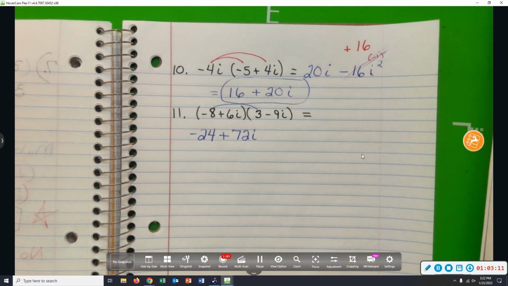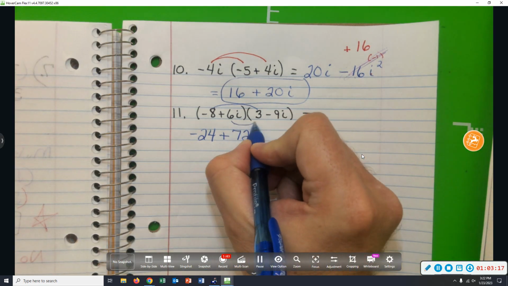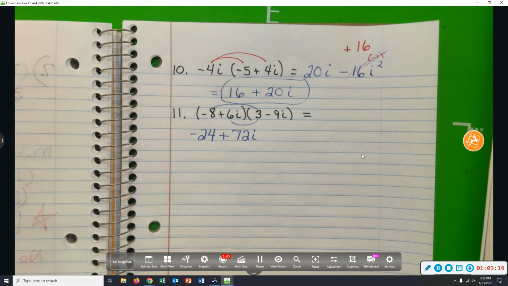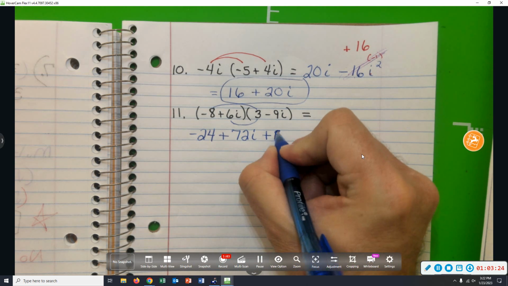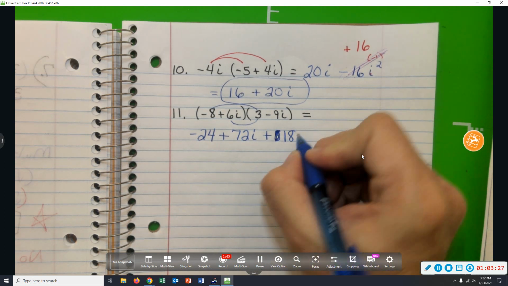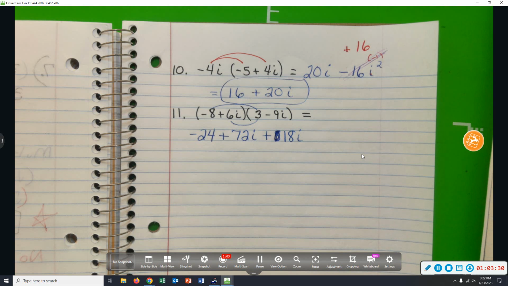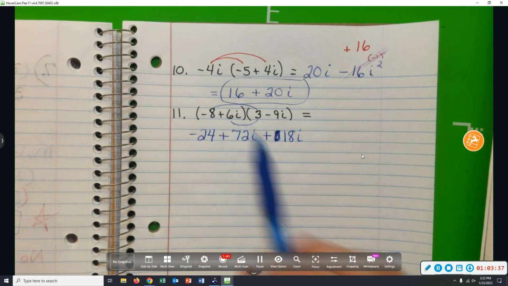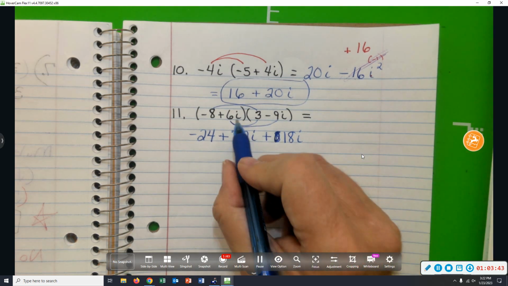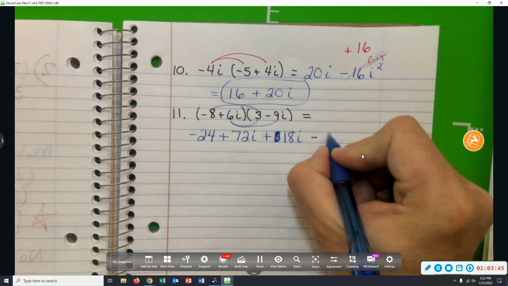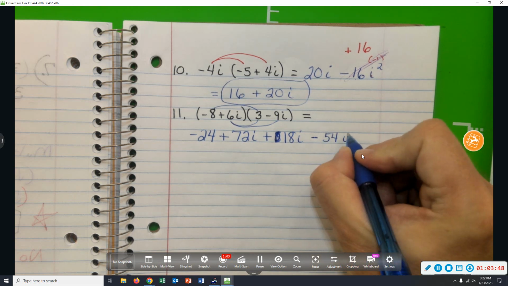So first, outer, inner, the 6i times 3 is 18i. 6i times 3. First, outer, inner, last. What about positive 6i times a negative 9i? That's going to be a negative 54i squared.